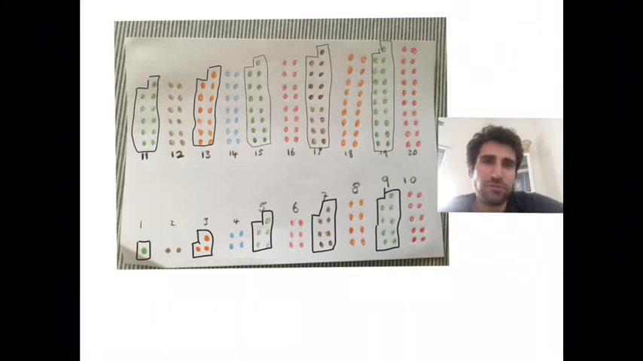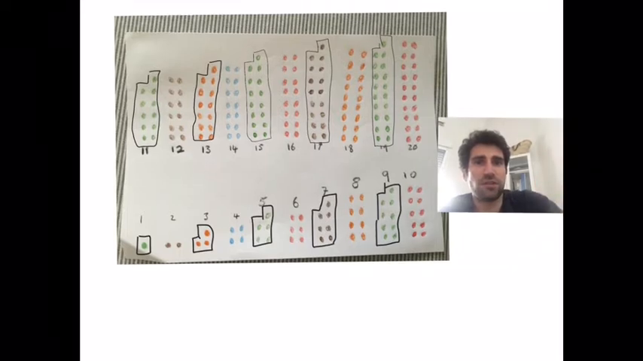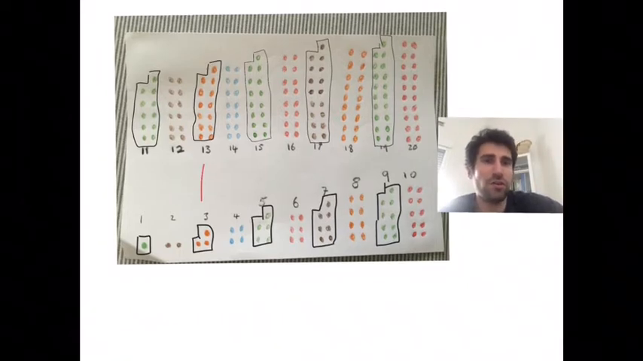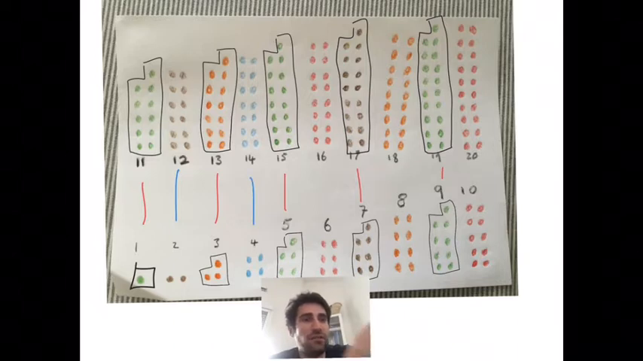Do you notice something though? For example, if we look at 3 and 13, 3 and 13 are odd, 5 and 15 are odd, 17 is odd, and 19 is odd, and 11 is odd. And if you also notice, that's the same for the even numbers as well. 2 and 12 are even, 4 and 14 are even, 6 and 16 are even, 8 and 18, and 10 and 20.